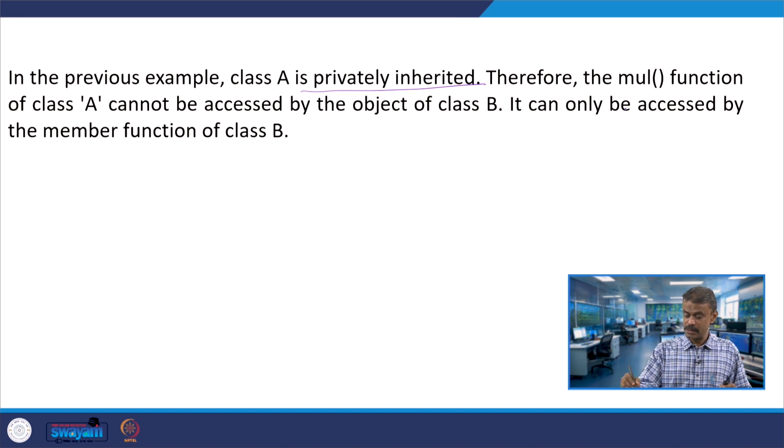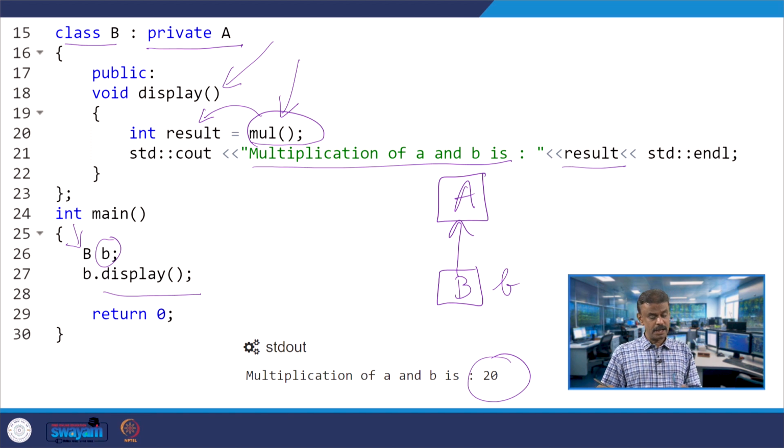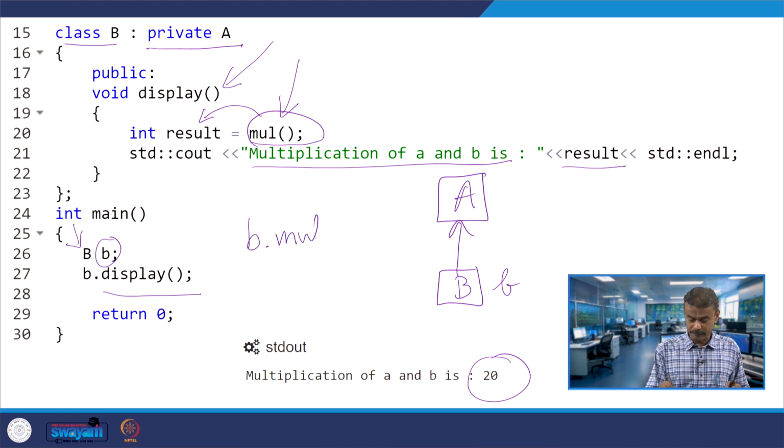For example, here you have the multiplication function. This function of class A cannot be accessed by the object of class B. Assume that I have an object B. You may ask the question, why do you not put B dot multiplication? You can try, you will get an error. Suppose I write B dot multiplication here, this will give an error.